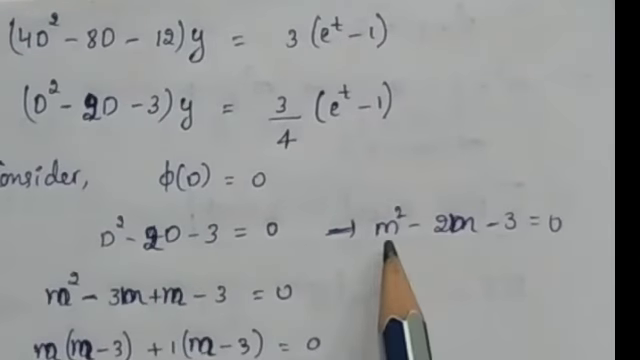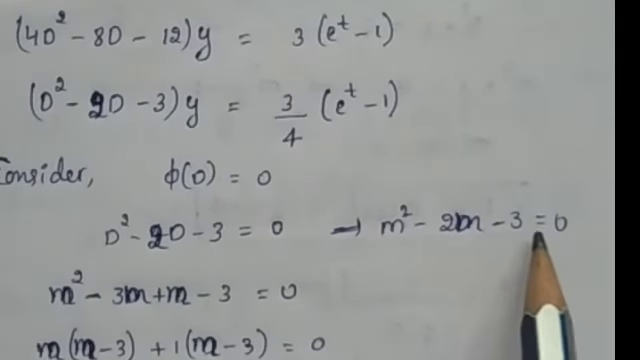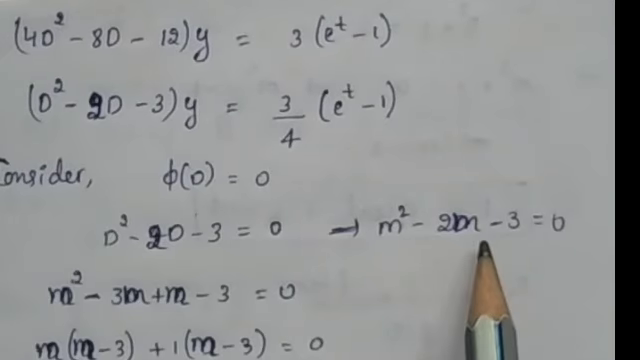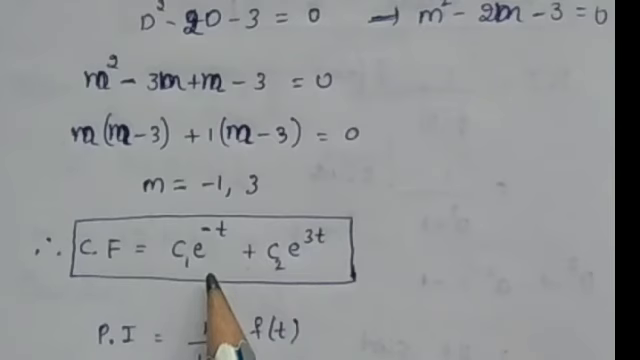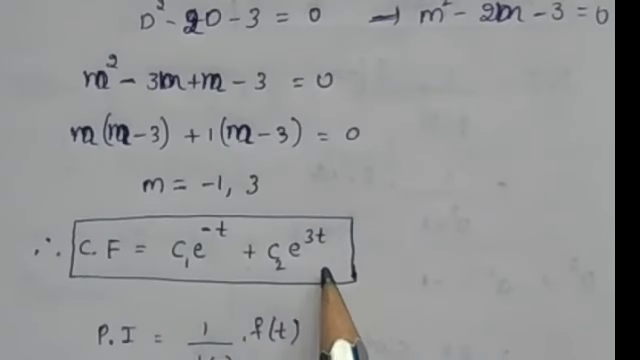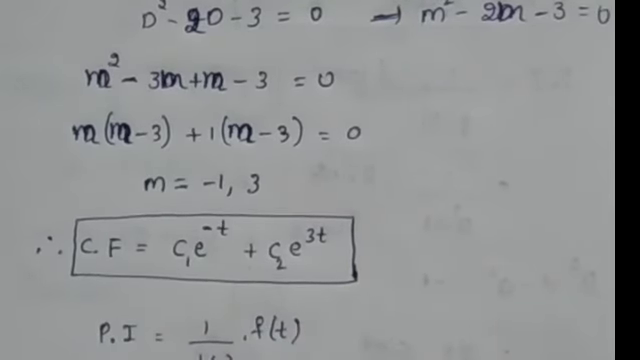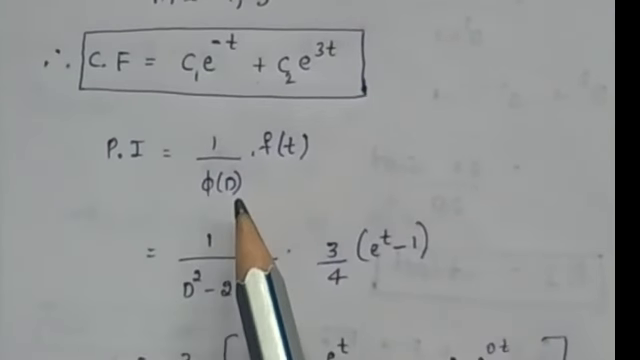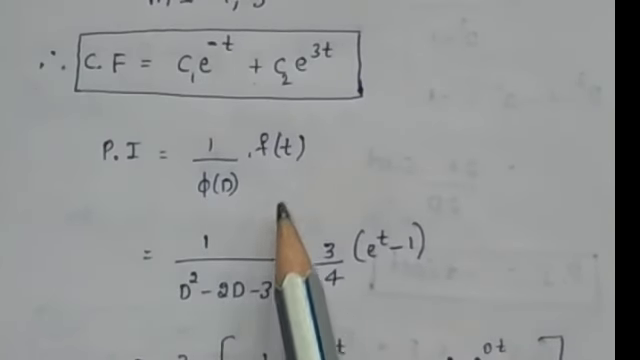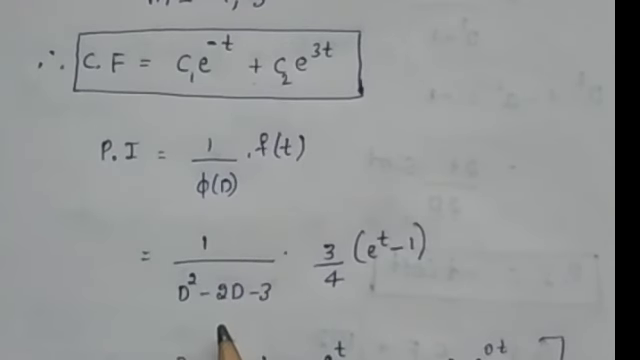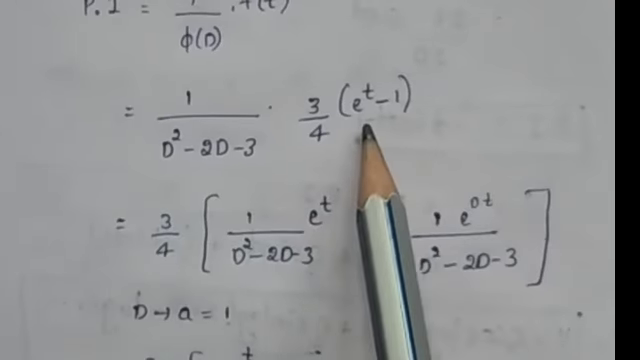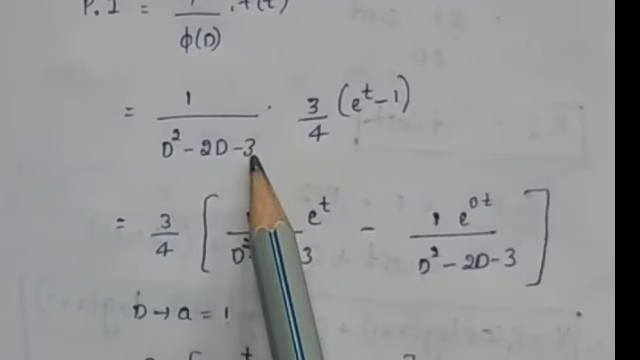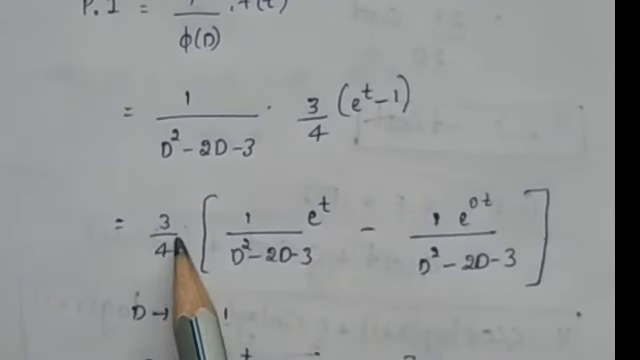You replace d by m, you get m square minus 2m minus 3 is equal to 0. So you simplify this, you get different roots. So the complementary function is equal to c1 e power minus t plus c2 e power 3t. What about the particular integral? Particular integral is equal to 1 by phi of d into f of t, which is 1 by d square minus 2d minus 3 into f of t, that is 3 by 4 into e power t minus 1. So you multiply d square minus 2d minus 3 to this term.